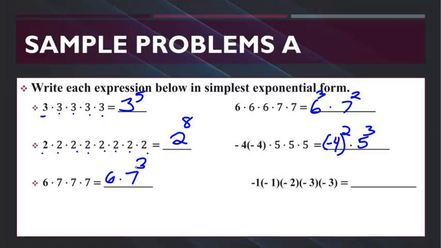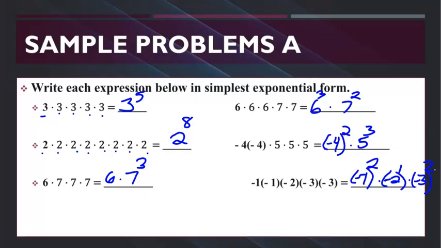Next, we have -1 as a base, and there are 2 of those. And then we have a base of -2, and there's 1 of those, and we have a base of -3, and there are 2 of those. So that would be simplest exponential form.